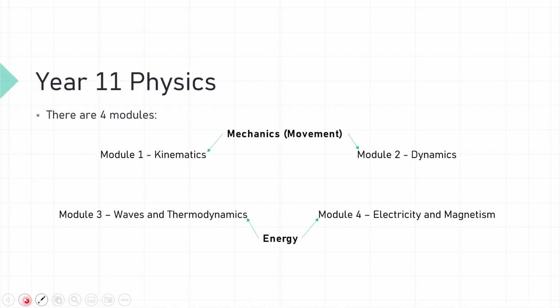Let's get stuck in. So first off, for Year 11 physics, we'll be looking at 4 different modules. We'll be starting with Module 1, which is about kinematics, followed by Module 2, which is called dynamics. These both focus on an area of physics known as mechanics, which is all about movement. Module 3 is waves and thermodynamics. Module 4 is electricity and magnetism. And these 2 modules are a little bit more focused on different types of energy.